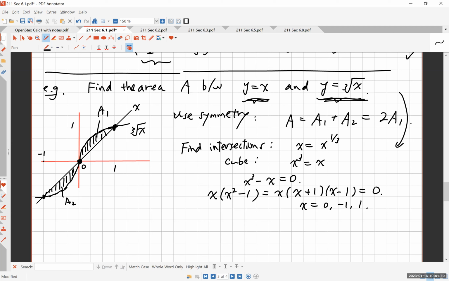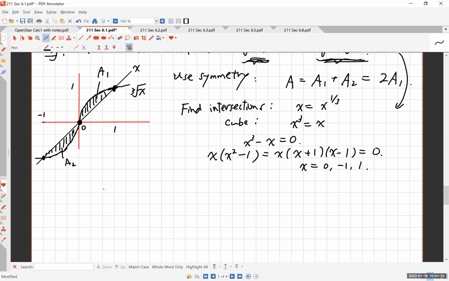So the area enclosed by these 2 functions is exactly a1 and a2. And now we are to find twice a1. So let's say a1 is going to be the integral from 0 to 1 of what? Well, over here, the upper function is the cube root of x, and the lower function is x. So you simply do that.